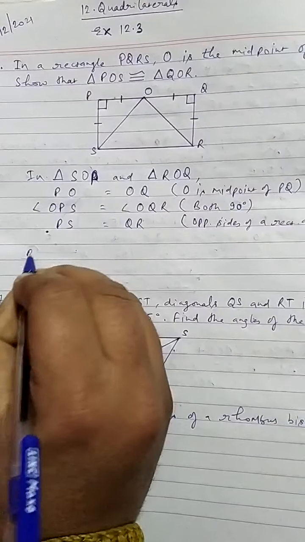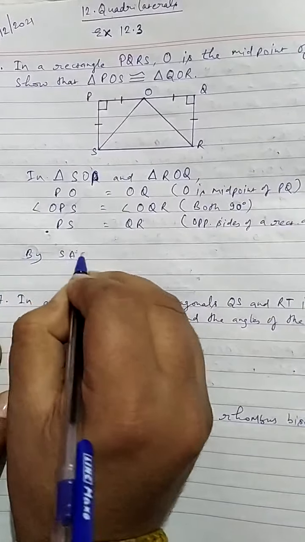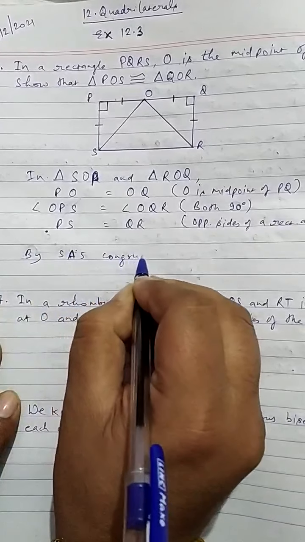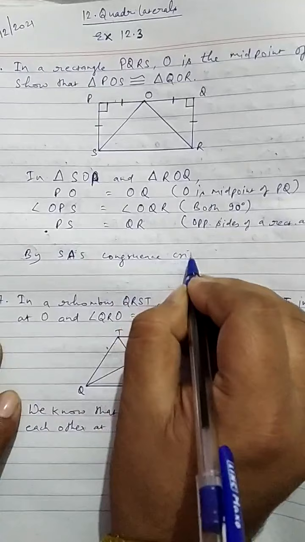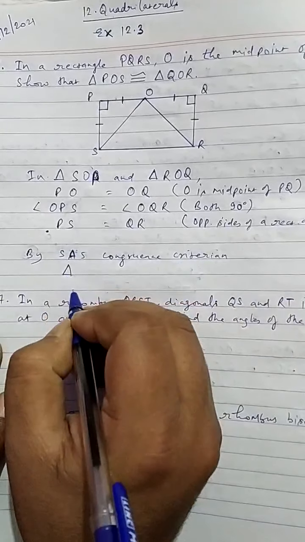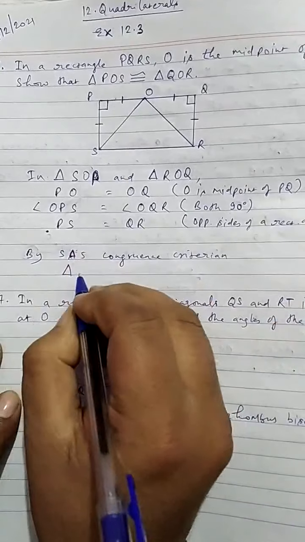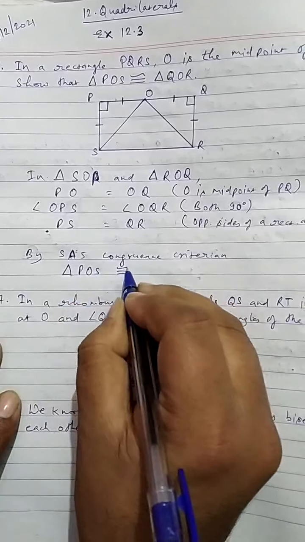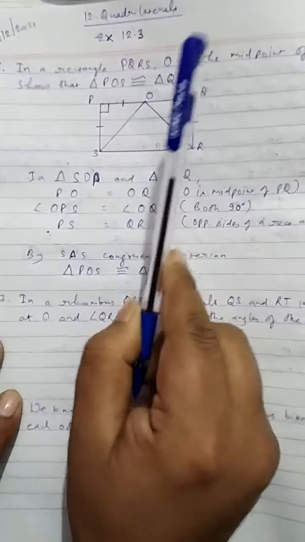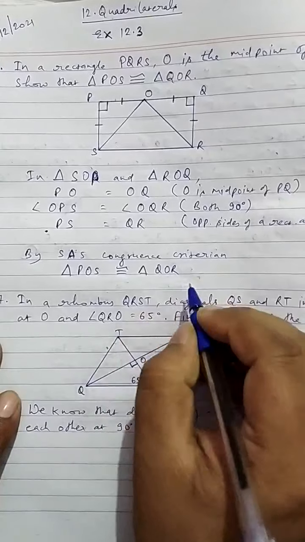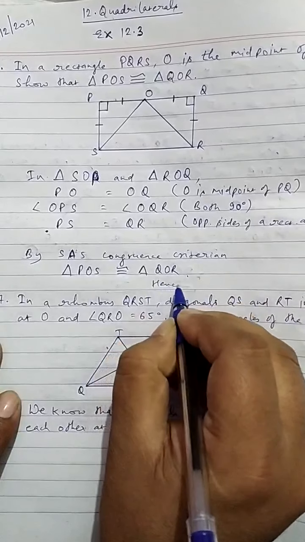So by SAS congruence criterion, triangle POS is congruent to triangle QOR. Hence proved.